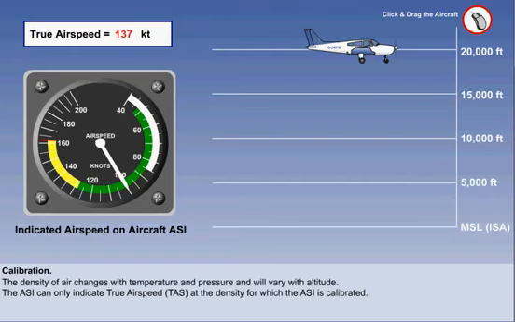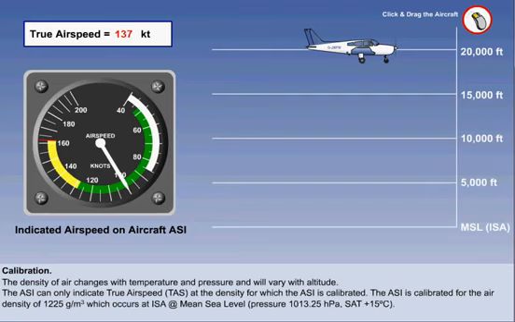No allowance can be made in the calibration for the change in air density, which occurs with change in altitude. In practice, the ASI is calibrated to read the true airspeed only for the air density of 1,225 grams per cubic meter. This is the air density on which the International Standard Atmosphere, or ISA, is based. ISA also assumes a mean sea level air pressure of 1013.25 millibars or hectopascals and a temperature of plus 15 degrees Celsius.